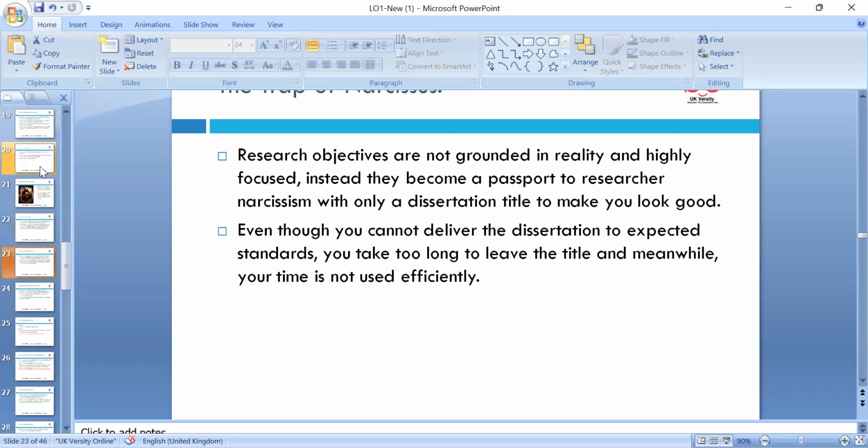If research objectives are not grounded in reality and highly focused, instead they become a passport to nowhere. We need to look at dissertation titles. That will help you. I can send you some. It's always good to go on Google Scholar. What is the website? Google Scholar.